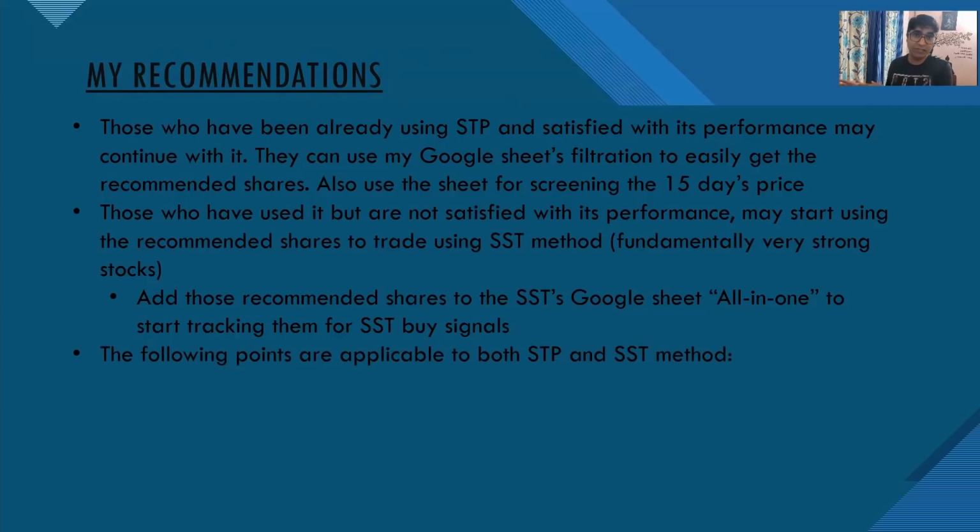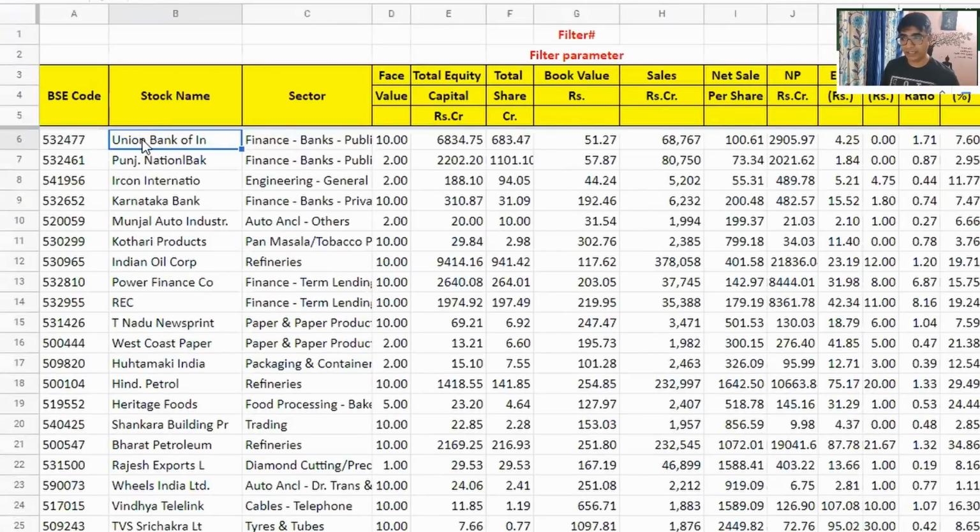Whether you're using the STP method or SST method, you would have to keep in mind that if there are multiple shares from the same sector, like for example, we saw here. So we see the Union Bank is first, then Punjab National Bank, both banking stocks. Then fourth number also, Karnataka Bank, banking stocks. If you're using Union Bank as your first stock, the next stock, Punjab National Bank, you can skip and just go to Ircon International. Again, Karnataka Bank, you can skip, you can go to Munjal Auto Industry. So just keep one stock from one industry or one sector. You can see the sectors here as well.